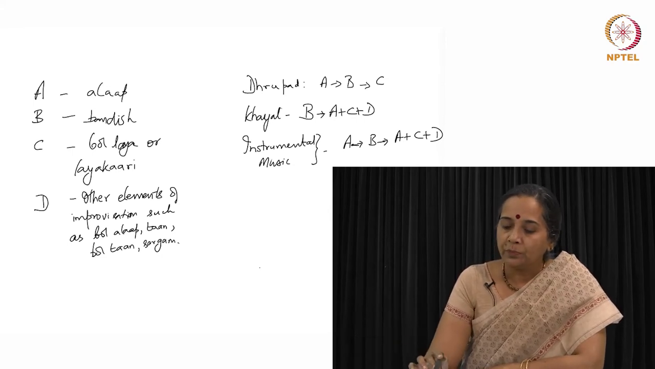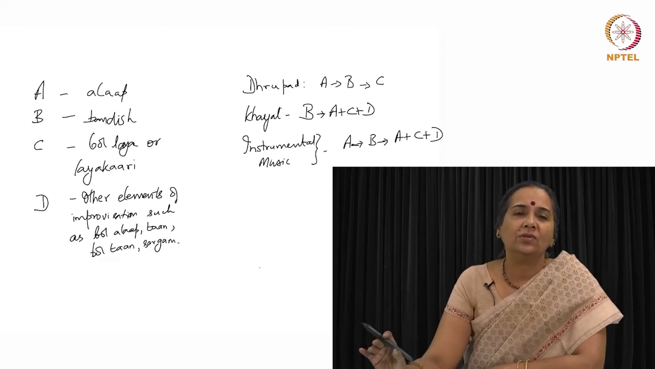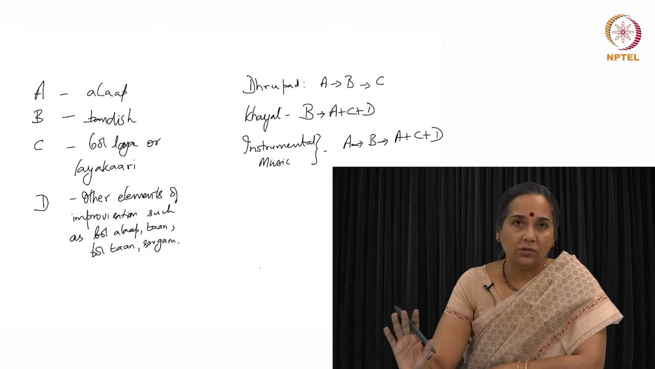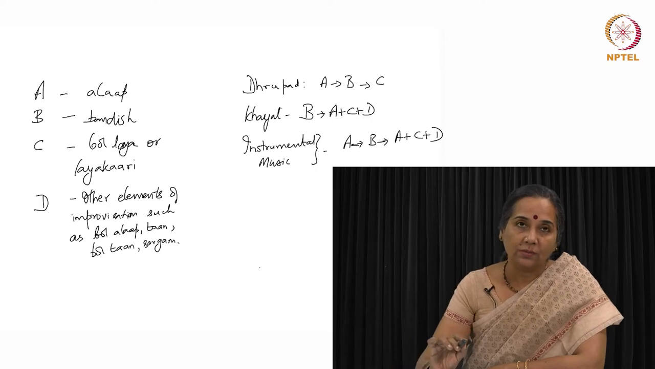Now Khayal starts with a very short alap, which I have not indicated here because it is not really an extensive alap. It starts off with a very short introductory alap and then launches into the bandish, after which really the extensive alap follows.